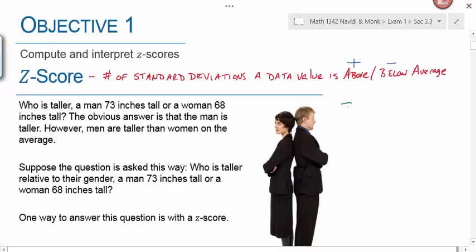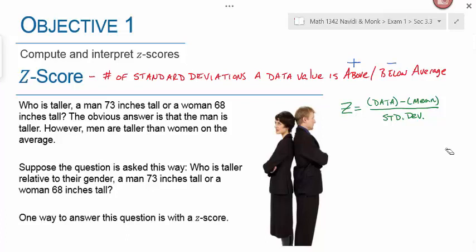The formula for calculating a z-score is we take our data value minus the mean or the average value, and then divide that by the standard deviation for the distribution. In a minute we'll see this formula written out with symbols, but I think this might prove helpful to you to put on your formula sheet so you can see what it is in terms of words. We can use z-scores to answer questions such as this.